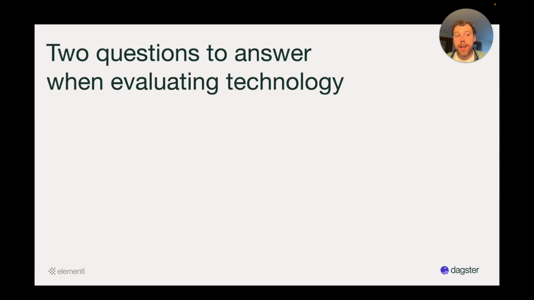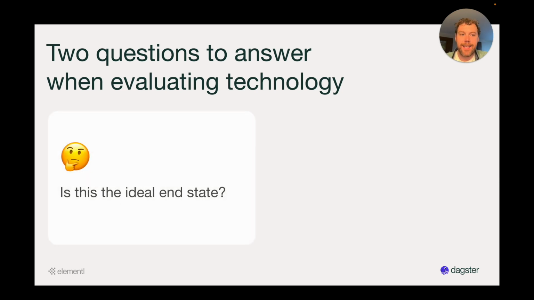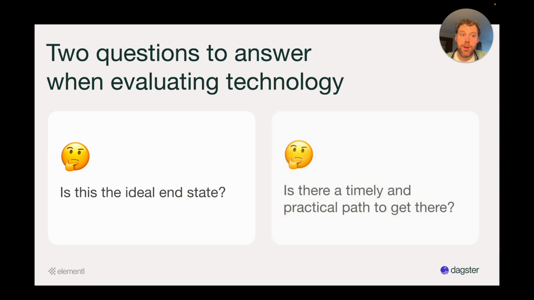So when you're going to bring a new technology into an organization, you really need to answer two important questions. The first is, is this the ideal end state? When the technology is fully implemented, does this solve your problems in a way that resonates with you? And not just you, the team bringing in the technology, but also your stakeholders. They're really important too.